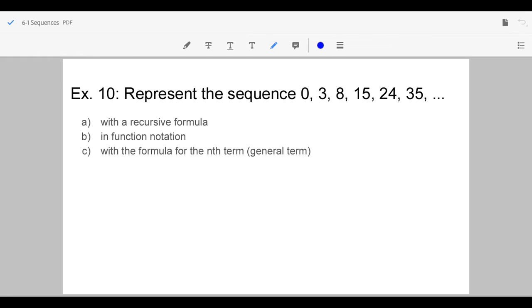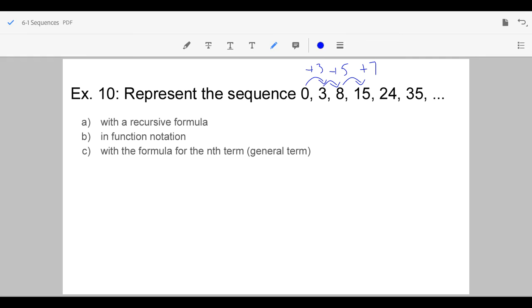So this one, not arithmetic because you're not adding a common difference. It's not geometric because you're not multiplying or dividing by a common ratio. So let's look at what we're doing here. We're starting with 0, and we're adding 3. Then we're adding 5. Then we're adding 7. Then 9. Then 11. So we're adding the odd numbers. So the recursive thing in words would be start with 0, and then add the odd numbers every time.